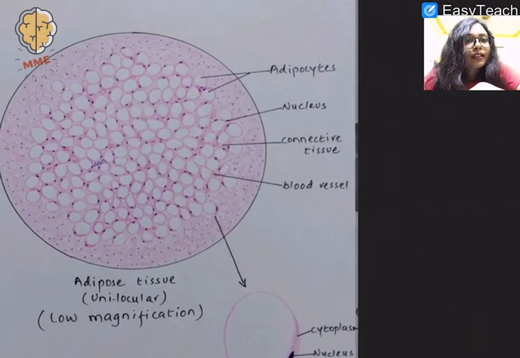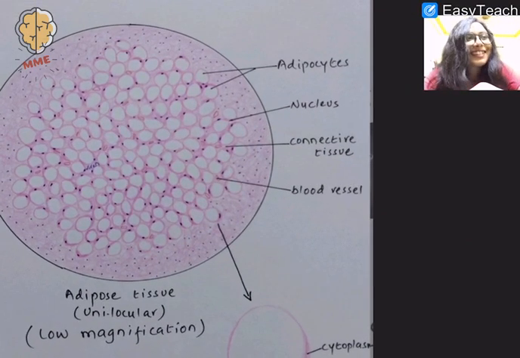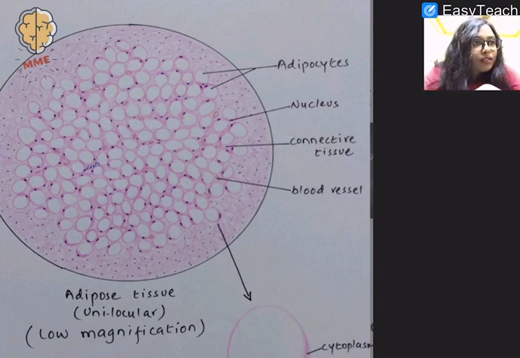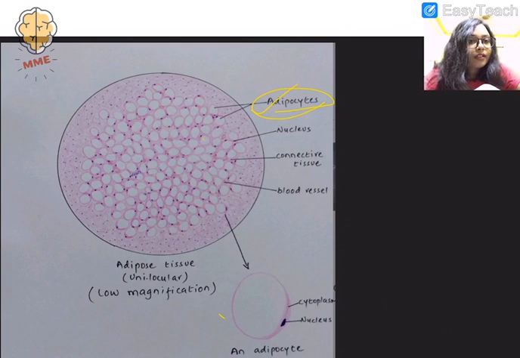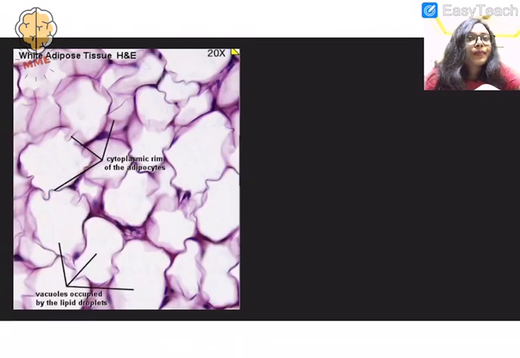See how beautiful this picture is. The empty spaces you are seeing here are actually the fat droplets, and these are the adipocytes which contain these fat droplets. Then the nucleus is pushed to the periphery, and signet shaped cells are there because of the cytoplasm. You see here, this is the adipocyte. See, signet shaped. Whenever you propose to someone, you take a ring. This is the ring that is present in our body.